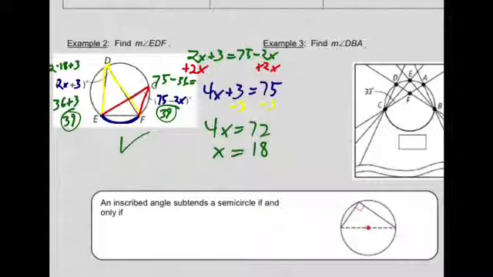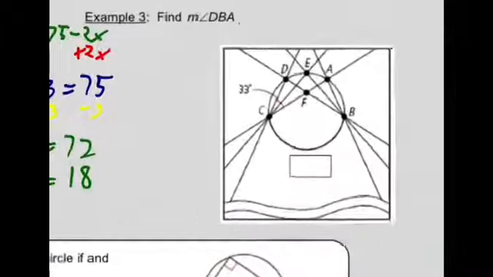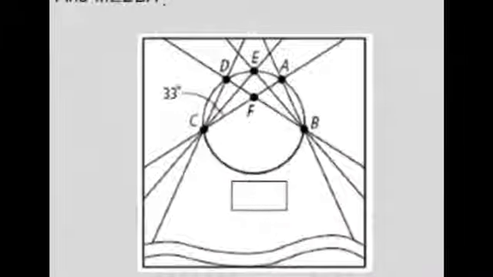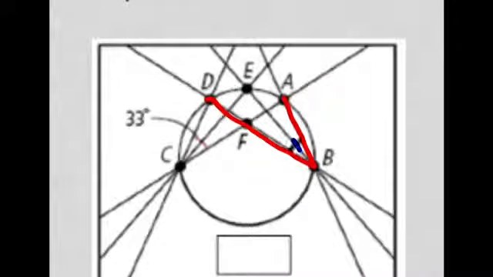Okay, DBA is a mess. Example number 3, find the measure of angle DBA. Well, first of all, I'm going to try to sort DBA out from everything. So, starting with D, going down to B, and then up to A. And I've got to find the measure of that angle. So I'm going to say that's my x right there.